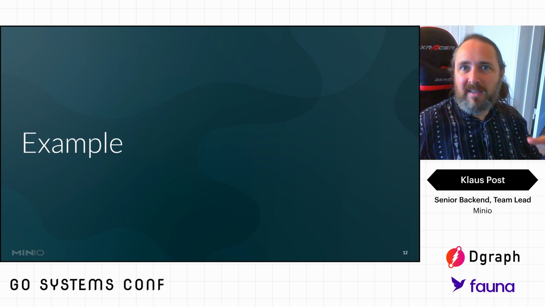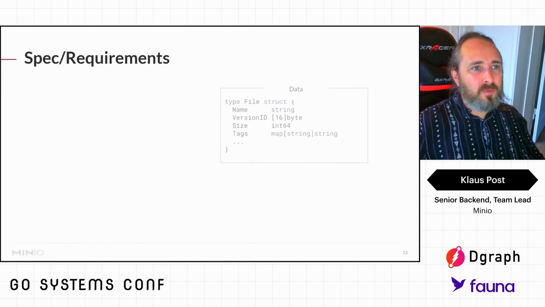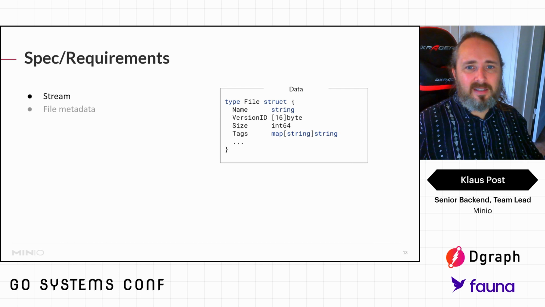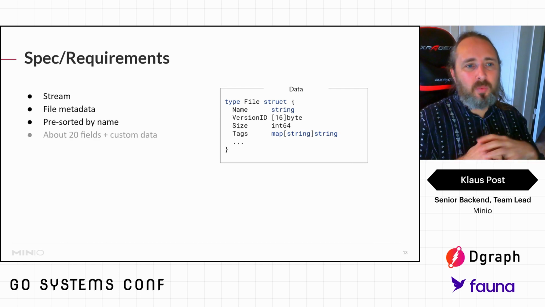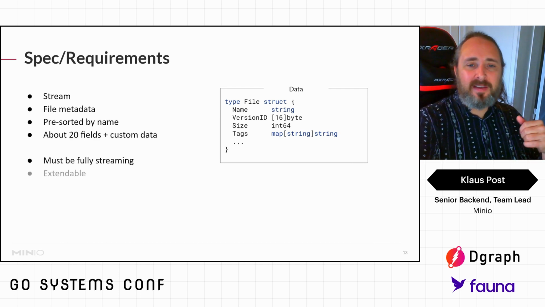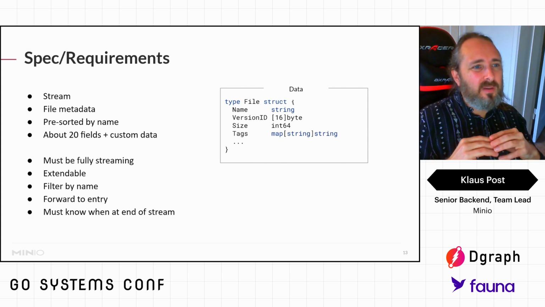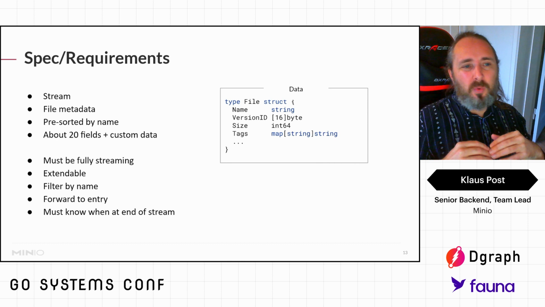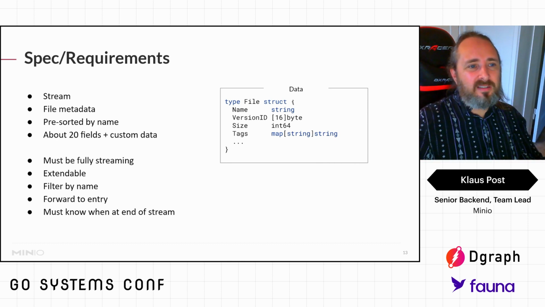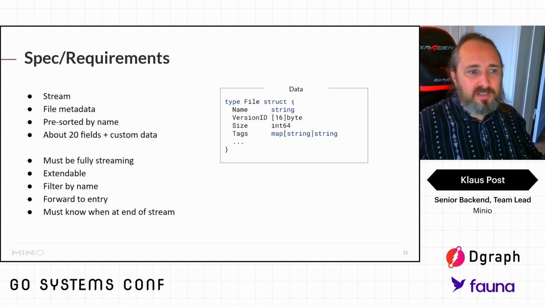Let's take a look at a concrete example. So these are the things that we want to store. We have a file with a name, a version, similar metadata that we want to store. We want to store a lot of these as a stream. They are pre-sorted by name, and there's a bunch of custom fields that may or may not be interesting.